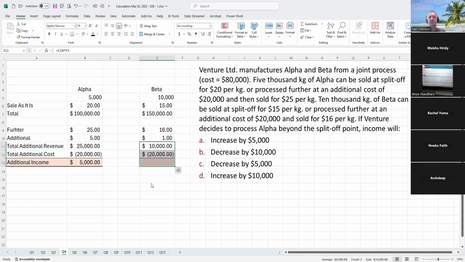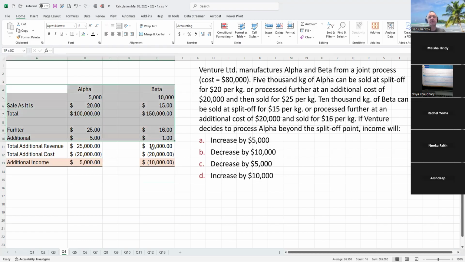So what should I do with beta? Should I process further or sell it as is? Sell it as is at $15, get 150. With alpha, process further, get another $5,000. Make sense? Yeah. All right. So what can you interpret from this question? Watch this.